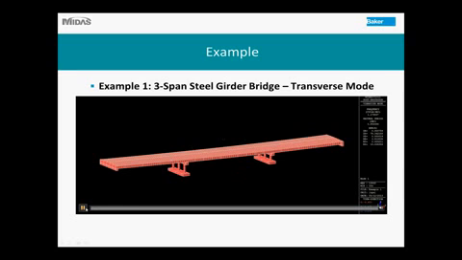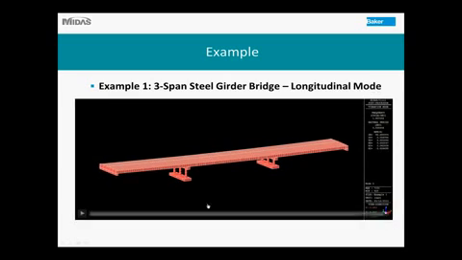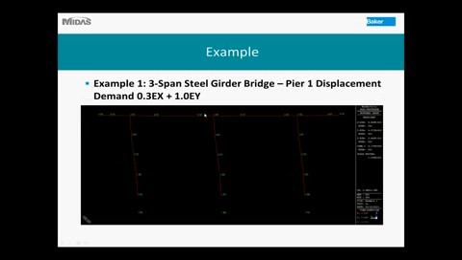Now, the major modes of this eigenvalue analysis are shown here. This is mode 1, the transverse mode. The second major mode is the torsional mode, and the third mode is the longitudinal mode. Those 3 major modes constitute the majority of the mass, so I do not even need to consider any more modes, just use those 3. And this is the plot from the model for the Pier 1 displacement demand, which considers 30% of EX plus 100% of EY as transverse directions.